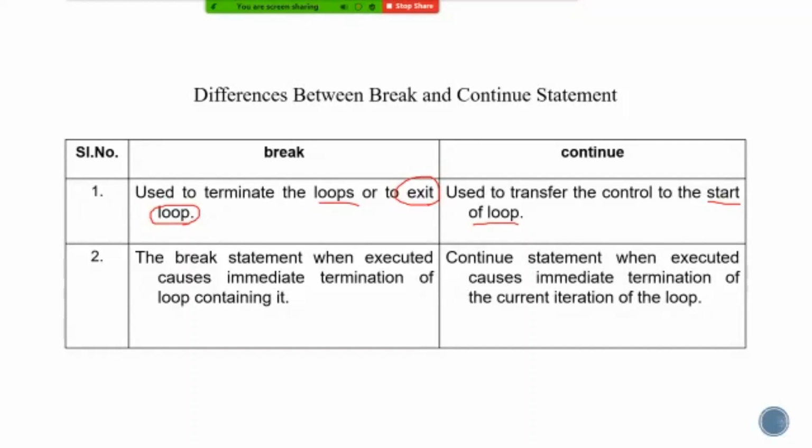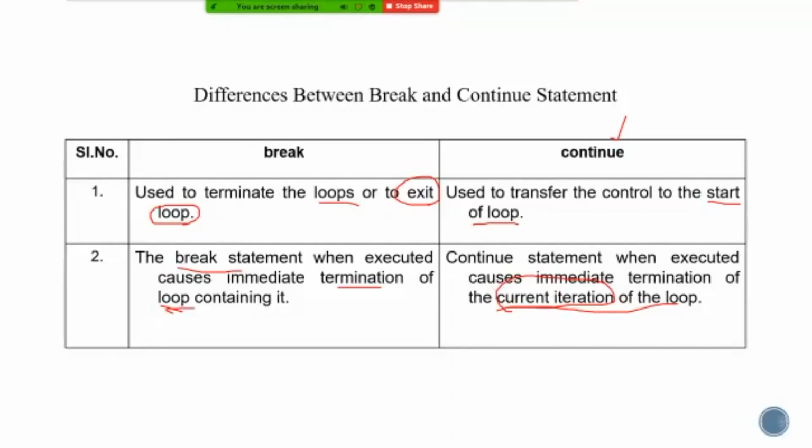So wherever we are using it, even in the switch case, when we use a break statement, we cause the termination of the current loop. The loop itself will be exited. Got it? Immediate termination of the loop. But if you include one term, if I write immediate termination of the current iteration of the loop, then it becomes continue. Break is immediate termination of the loop, but here it is the current iteration of the loop. This is the only difference.